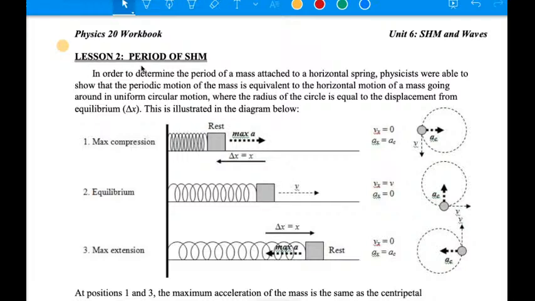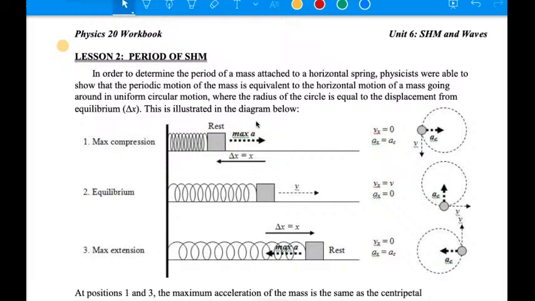Last lesson we briefly covered what period meant and its relationship to the frequency of simple harmonic motion. Now we're going to get a bit more mathematical about it. In order to determine the period of a mass attached to a horizontal spring, physicists were able to show the periodic motion of the mass is equivalent to the horizontal motion of a mass going around in uniform circular motion. And I'll attach you a video that really clearly shows this connection.